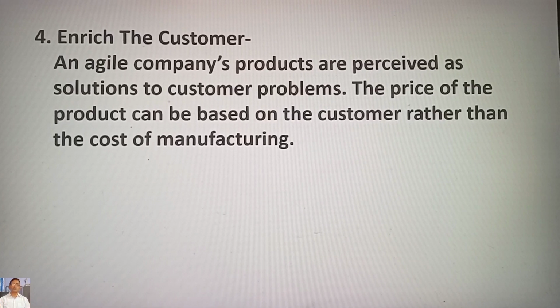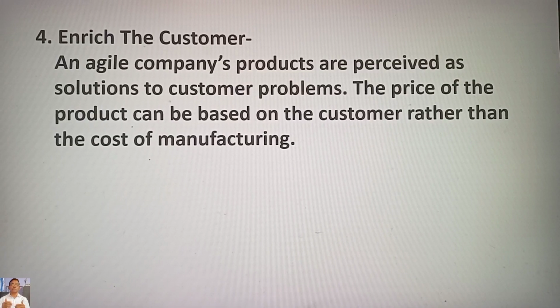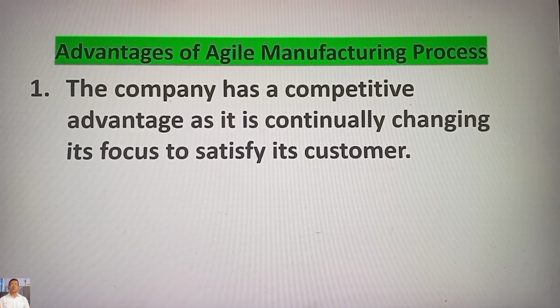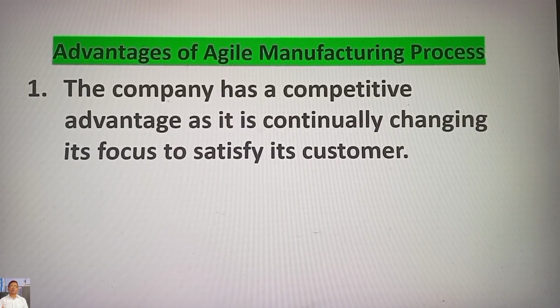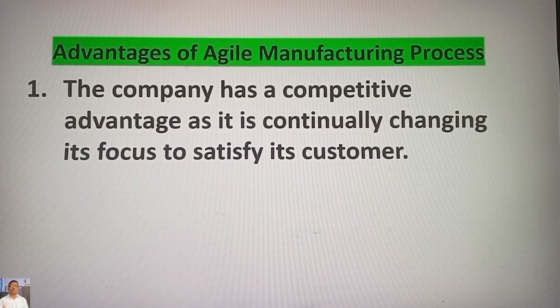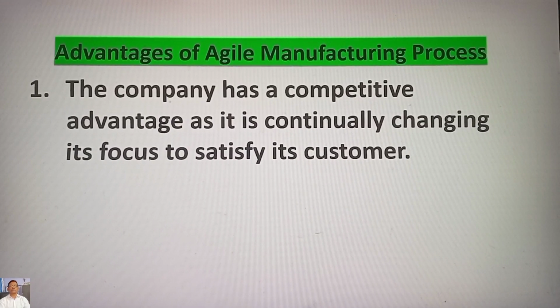Let us discuss the advantages and disadvantages of agile manufacturing process. Advantages of agile manufacturing process. First, the company has a competitive advantage as it is continually changing its focus to satisfy its customer.